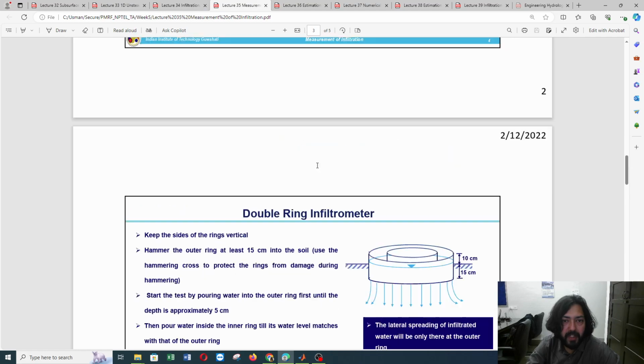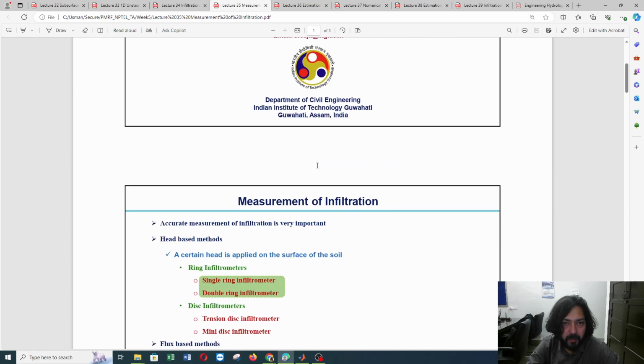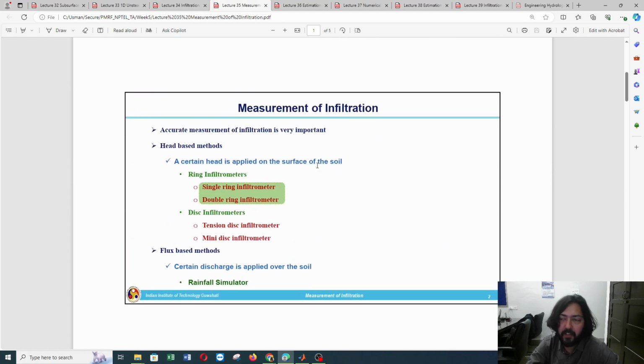Then we talked about measurement. Whenever we talk about measurement of any hydrological variable, there are different ways. Obviously there are some instruments that could be used to measure infiltration, right? Like in the previous class, there was also instrument based measurement. Here for infiltration, there is one instrument called ring infiltrometer. There are two types of infiltrometer that we have discussed. First was a single ring and another was double ring. The methodology is the same.